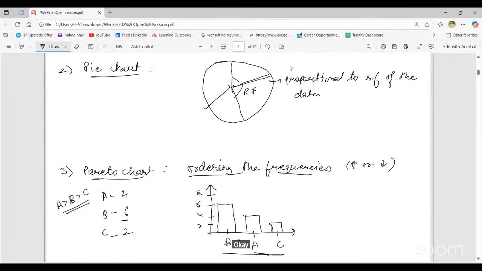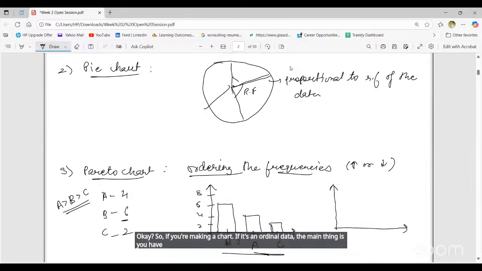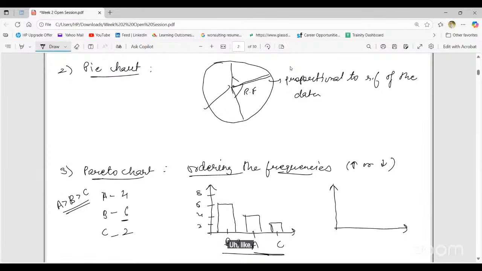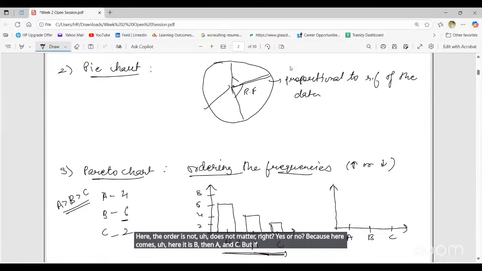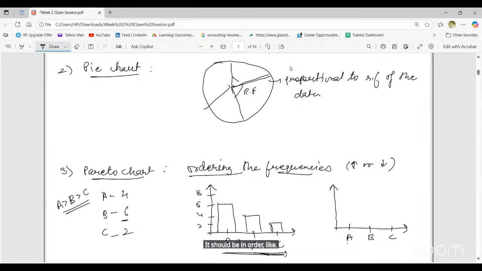So if you're making a chart, if it's ordinal data, the main thing is the order of the category should remain valid there. So first it should be like A, B, and C. So if you see here, if my data is ordinal, the order does matter, right? Because here it is B, then A and C. But if it's ordinal data, it should be in order, like A, B, C, or C, B, A, like that. So order should be maintained in the graph if it's ordinal data.